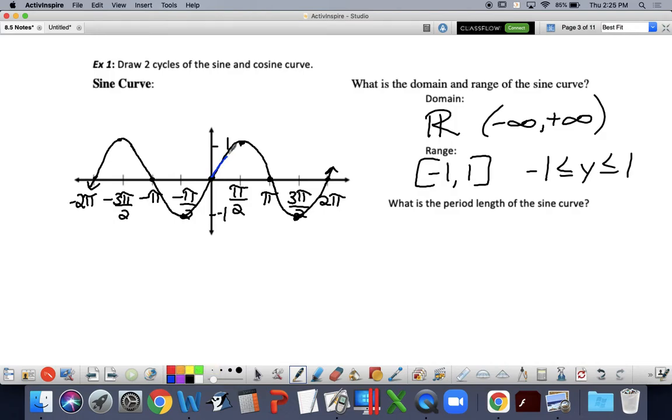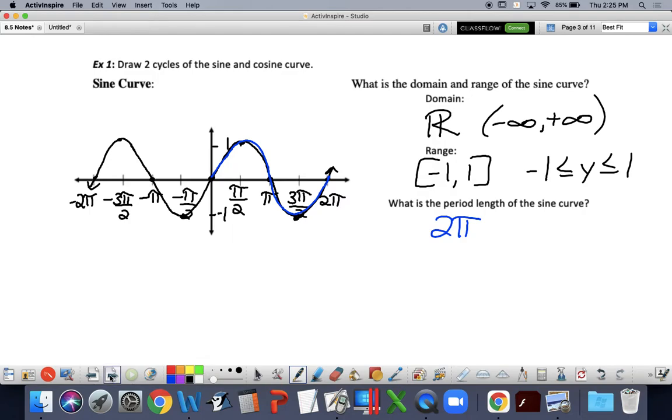So if this is one full cycle, what is the period? Well, to figure out the period, I look at the x-axis, right? How far does the x-axis have to go before the cycle starts to repeat? 2 pi. So that's my period length. Questions on our sine curve?